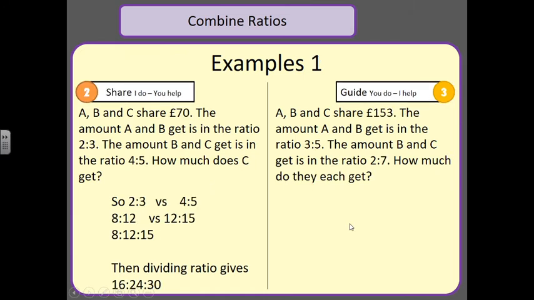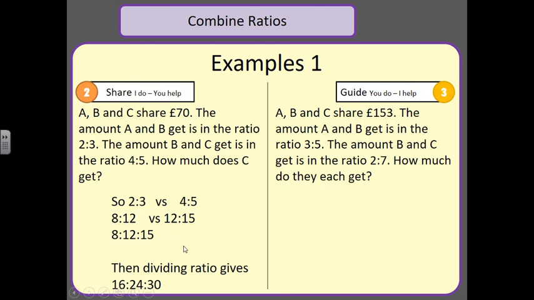Okay, next example, just talk you through it. Same again, so it's just combine the ratio 2 to 3 and 4 to 5. You need to make them so they're 12, that's always the common multiple, remember? So times this one by 4, this one by 3, and combined it gives you 8, 12, 15.